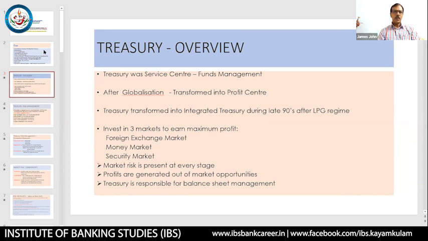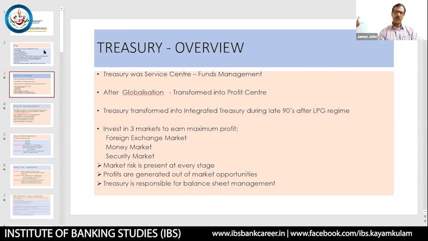Now, treasury, earlier it was a service center, managing only the liquidity or the funds. Subsequently, after globalization, it moved into a profit center. This happened after the introduction of LPG, liberalization, privatization, and globalization in the Indian economic market during the late 90s, when Manmohan Singh became the finance minister of India. Now, to earn the profit, the integrated treasury has to deal in all the three markets.